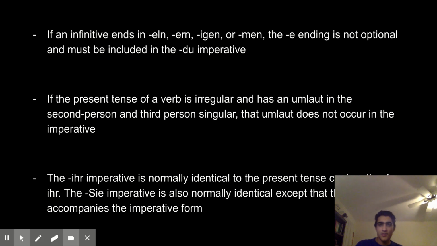There are a few rules that you need to know, like we have here. And even when you get more advanced, there are even more rules. These are really just the standard basic ones. But imperatives are very useful in German. It's very important that you learn them. And I hope that you have a better understanding of them after this video.